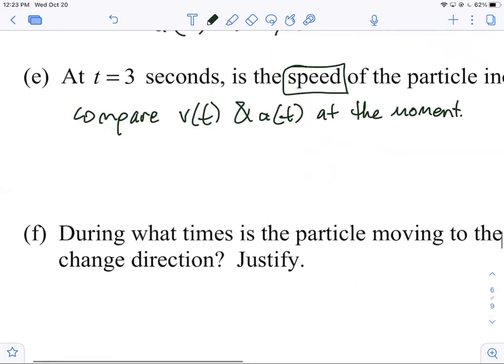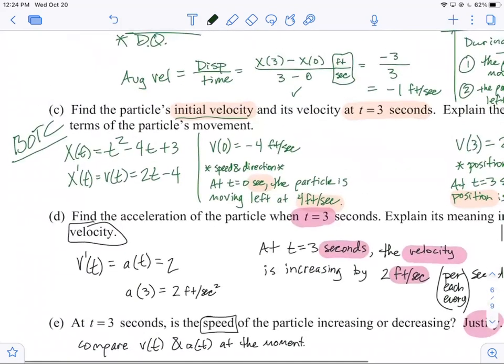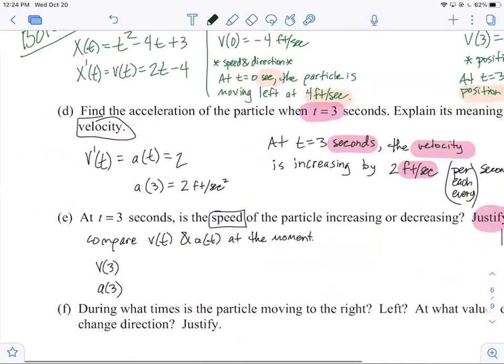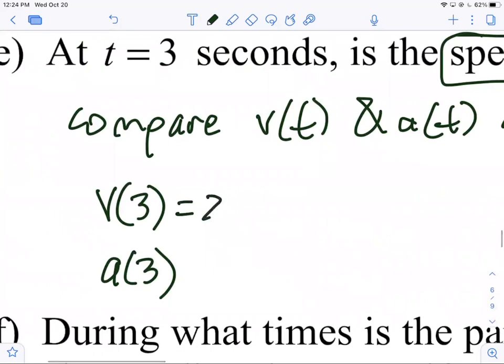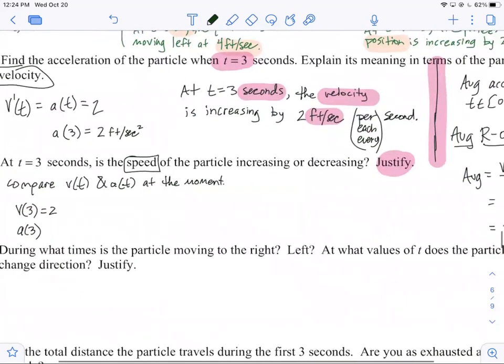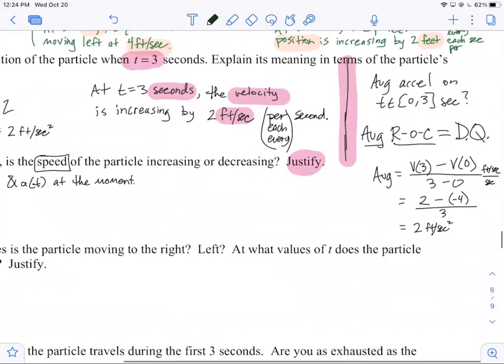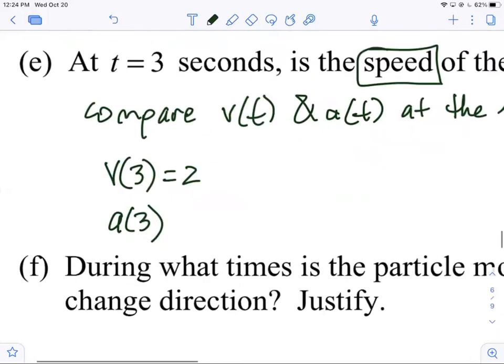So at t equals 3, we need to compare. Let's set up our analysis. I need to know what v of 3 is, and I need to know what a of 3 is. I'm going to write them below each other. These are instantaneous velocity. Did I already compute these? I think so. If I come back up here, v of 3 was 2, and a of 3 I just calculated to be also 2. They were both 2, right?